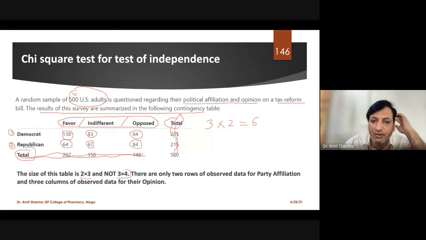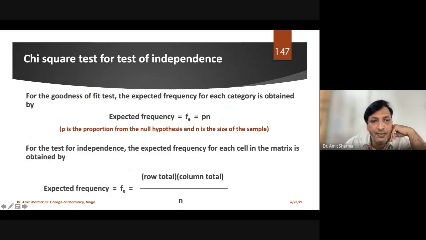Because there are only 2 rows where the party affiliation data is there, and under the three columns we have the opinion of the population in terms of favor, indifferent, or oppose. So as you can see, how to proceed with the test. For the goodness of fit test, how are we going to calculate the expected frequency for each category?